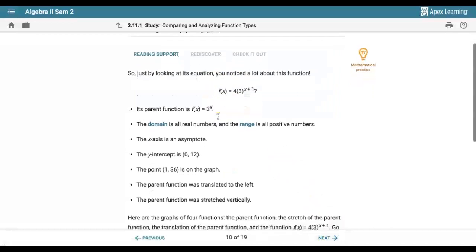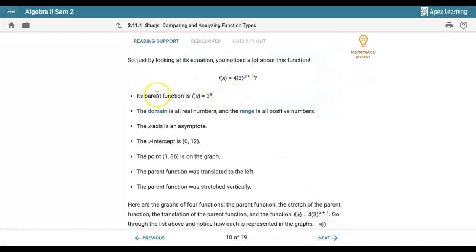When you are able to look at that, we're able to identify all of these different things. So if you look here, the parent function is 3 to the power of x. Our domain for an exponential graph like this is all real numbers, and our range is any number that is above 0, any positive real number. Because of this, we know the x-axis is an asymptote, and we have our y-intercept. If it was just this base function of 3 to the x, our y-intercept would be at 0, 1.